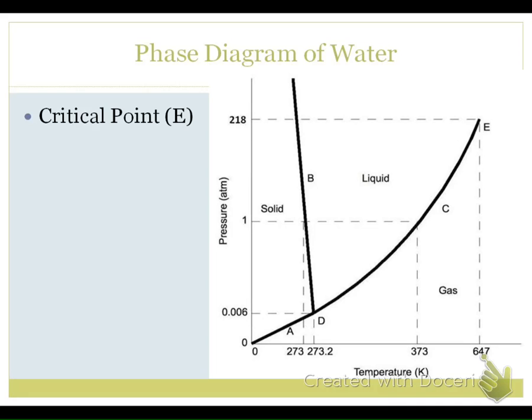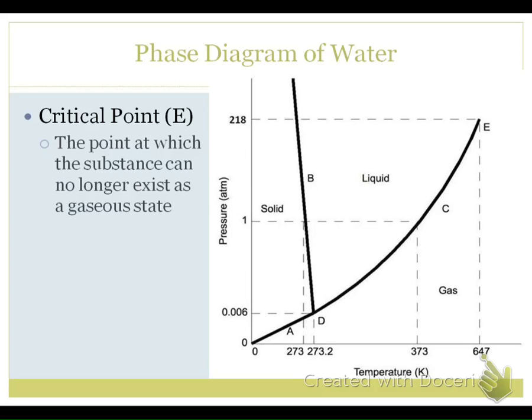Our next point we're going to talk about is point E on your graph, which is called the critical point. On these two points, you might want to label them triple point and critical point. The critical point is up here at the top, point E on your diagram. What this means is at point E, once we reach a temperature of 647 Kelvin and 218 atmospheres of pressure, even the gaseous state of water can no longer exist. It gets to be too much temperature and too much pressure. It doesn't work anymore, so things start breaking down altogether.